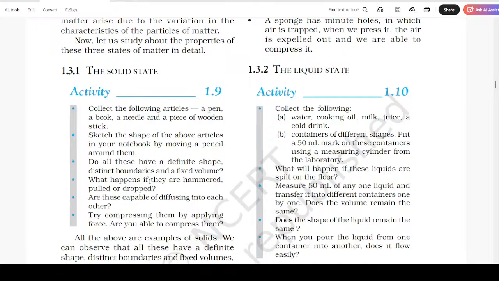Do all these have a definite shape, distinct boundaries, and a fixed volume? What happens if they are hammered, pulled, or dropped? Are these capable of diffusing into each other? Try compressing them by applying force. Are you able to compress them?